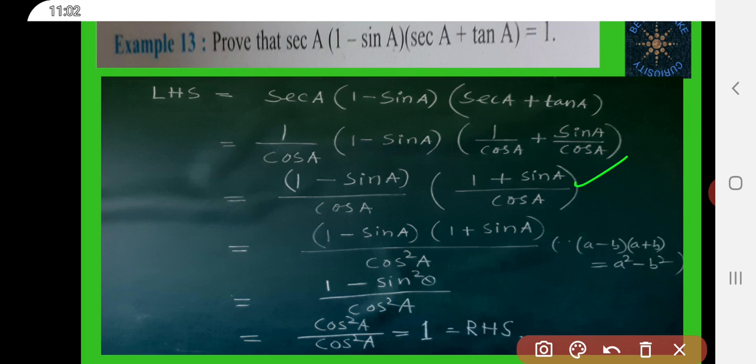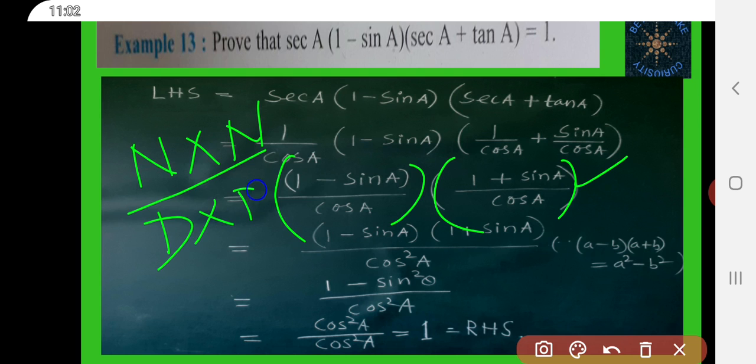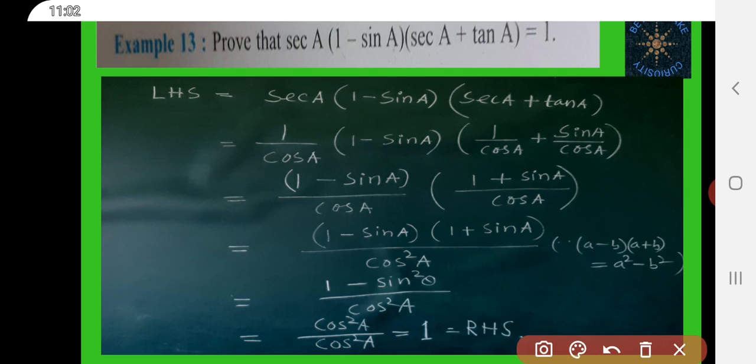Okay. Now you multiply. How do we multiply? Numerator into numerator, denominator into denominator. So multiply 1 minus sin a, the numerator, into 1 plus sin a. Okay. Here cos a into cos a is equal to cos square a.